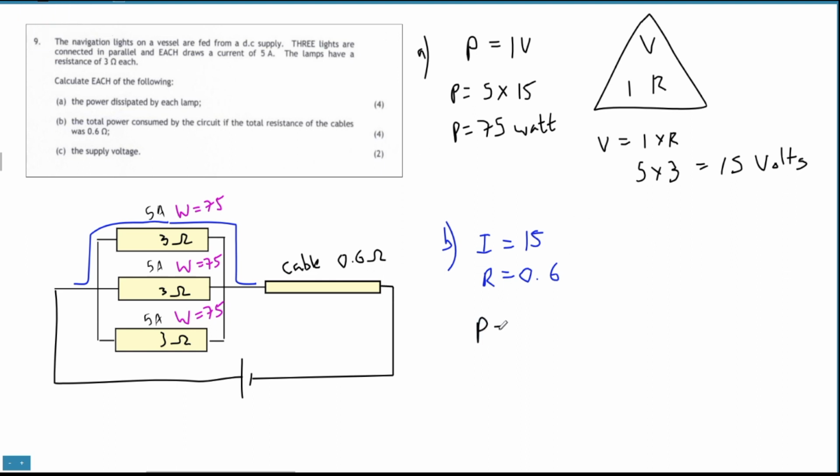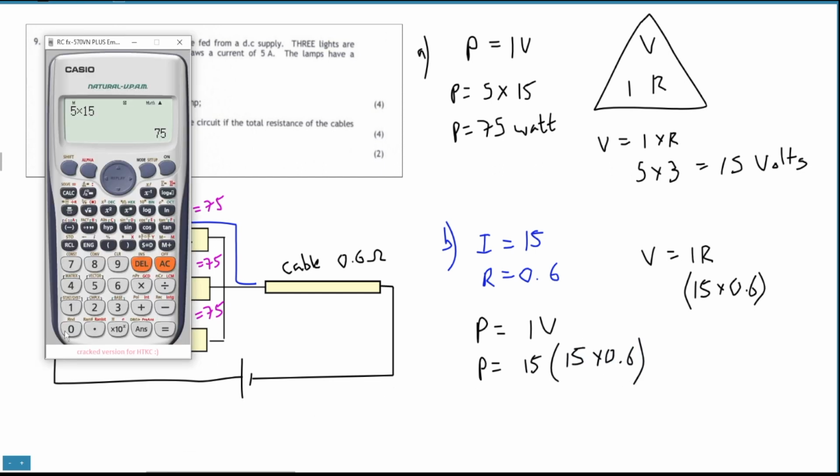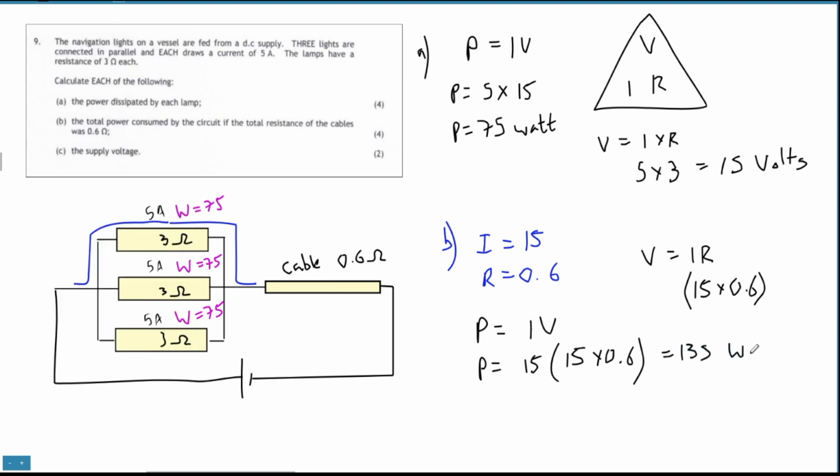I'm going to say P is equal to IV. Of course, we can swap out the same way we did here. We can say V is equal to IR, so that's 15 times 0.6. So the whole thing can be written as P is equal to, the I is 15, and we're going to multiply it by another one, so 15 times 0.6. Great, grab my calculator. 15 times 0.6, and then times that by another 15. 135. 135 watts. That means 75 watts is being used up.